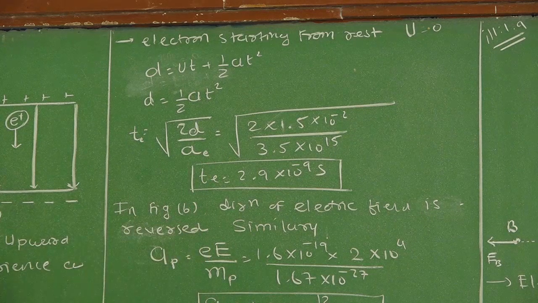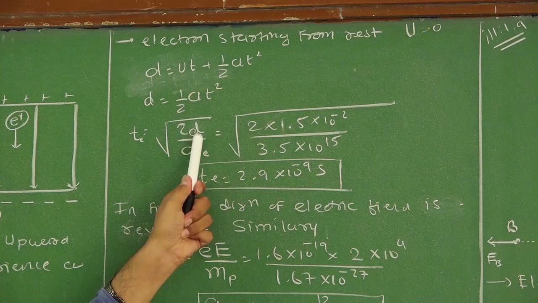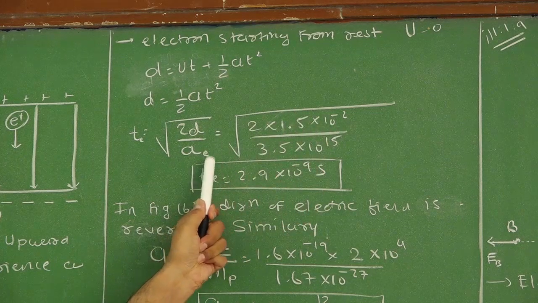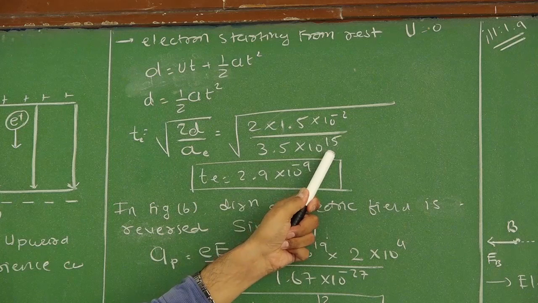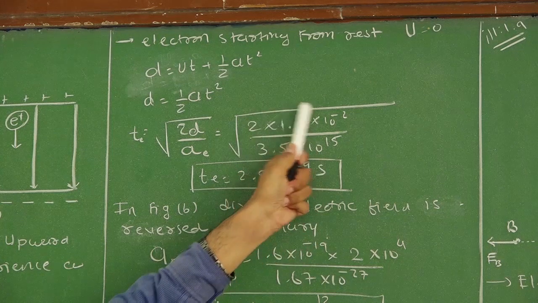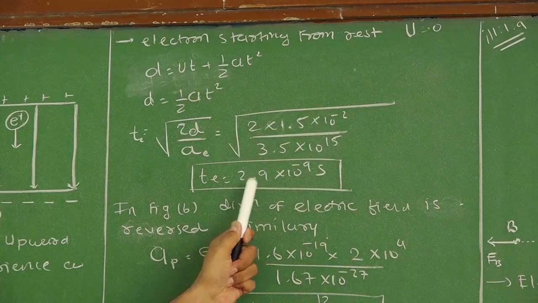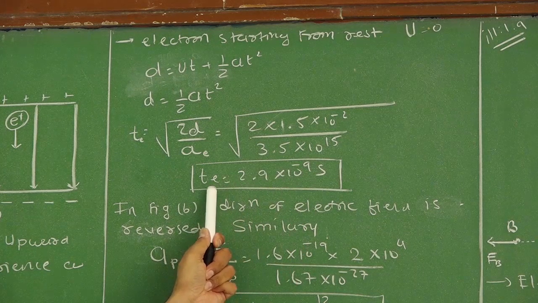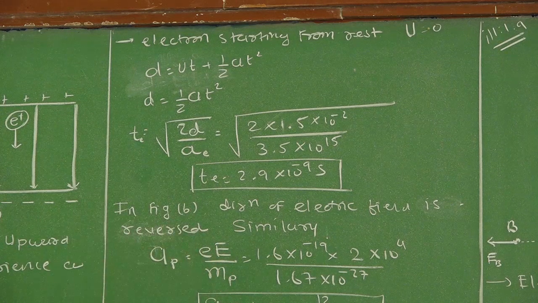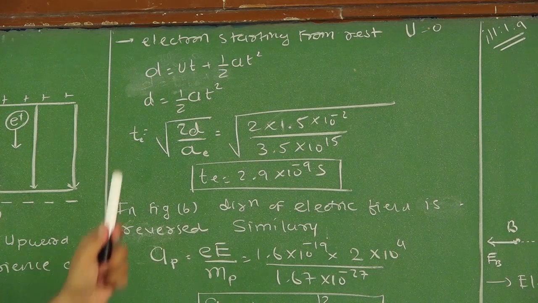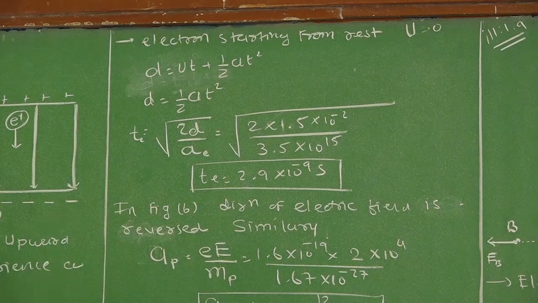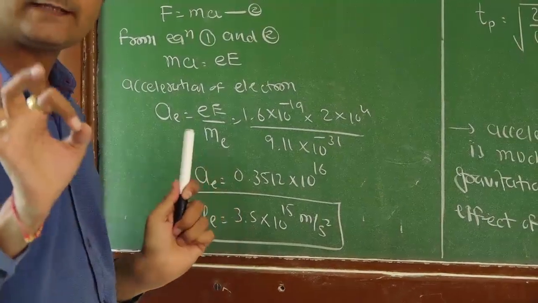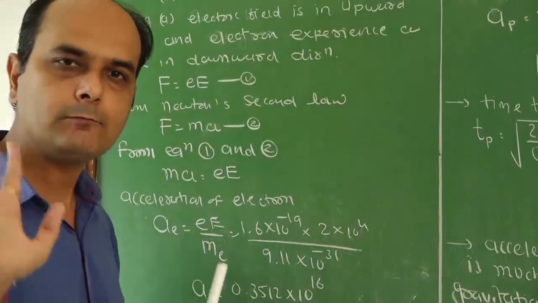Here a is replaced by the acceleration of the electron. Where d is the distance, 1.5 × 10⁻² meter. Acceleration of the electron is 3.5 × 10¹⁵, just calculated. By calculating, the answer will be 2.9 × 10⁻⁹ second. This is the time taken by the electron to travel this distance of 1.5 centimeter. So this equation and this equation remain as they are, no change. The same calculation applies for the proton.